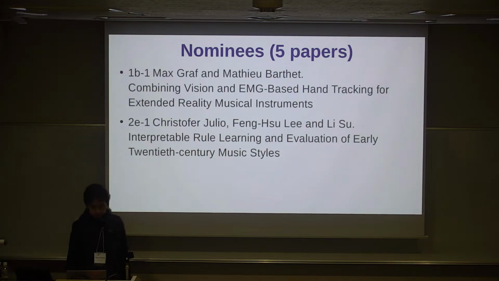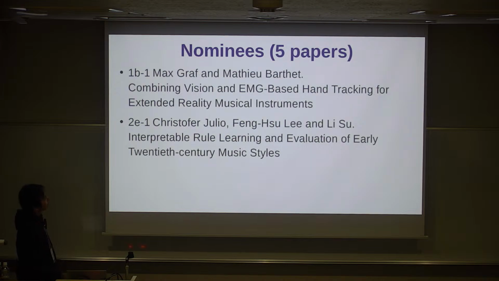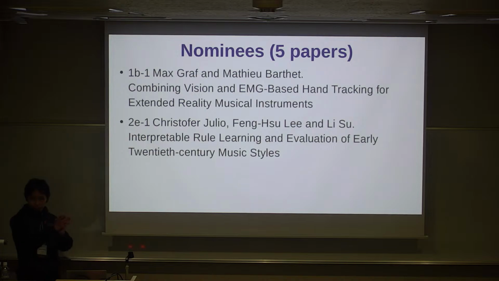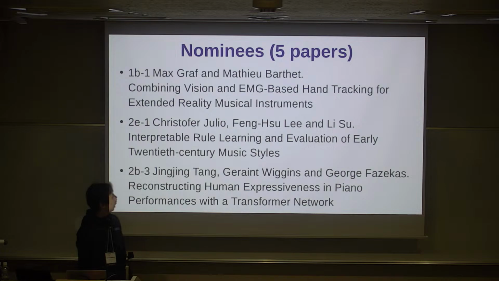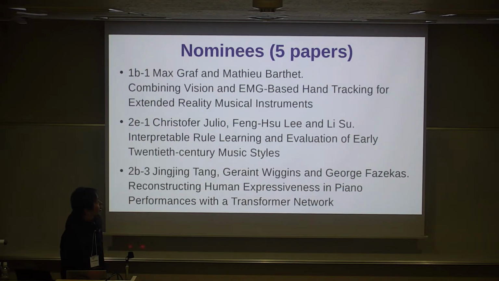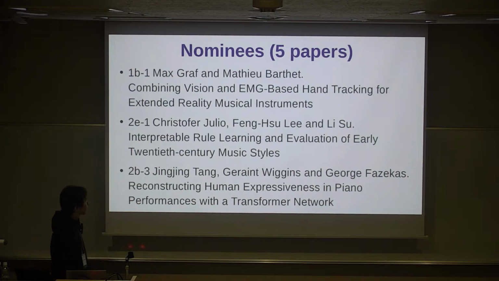The second nominee is Christopher Giulio, Feng Shu Li and Li Su: interpretable rule learning and evaluation of early 20th century music styles. The third is G. Ren, Li Jin, and George: reconstructing human expressiveness in piano performances with the transformer network.